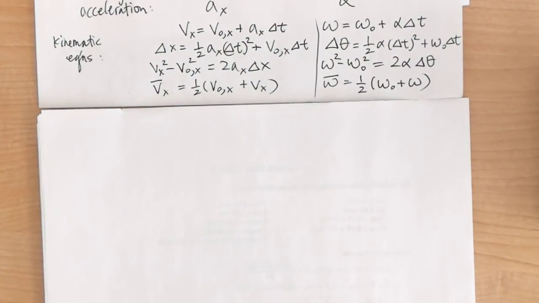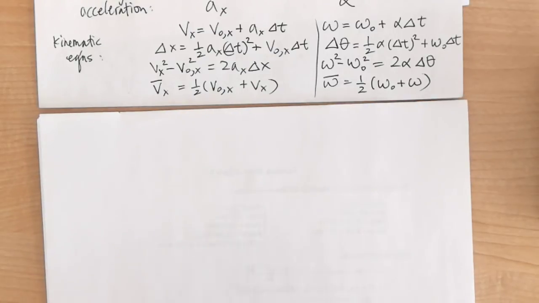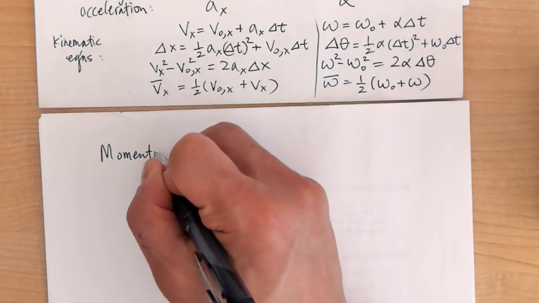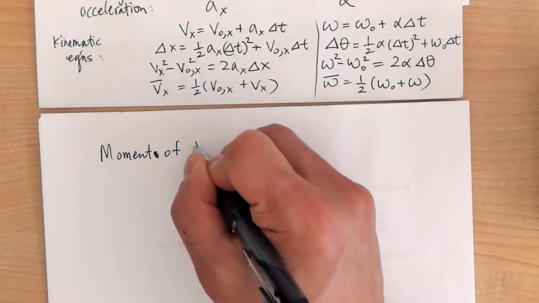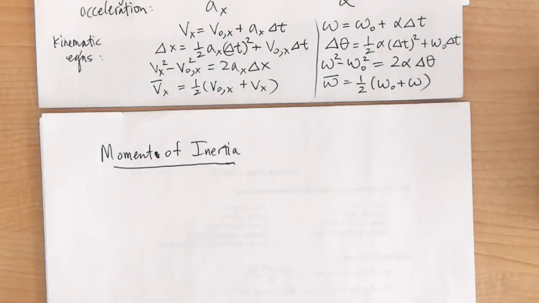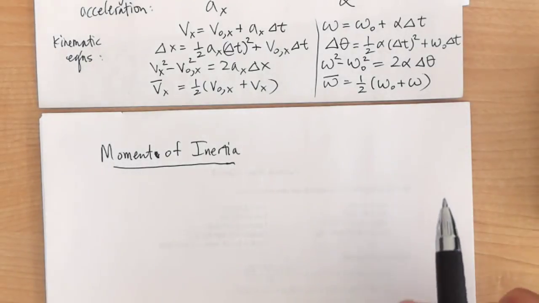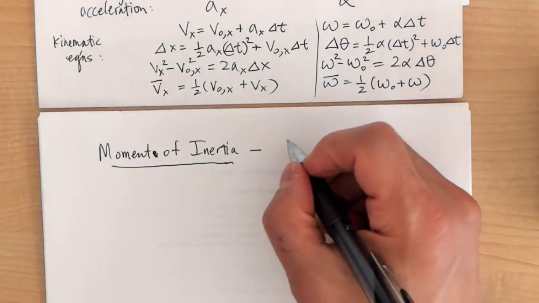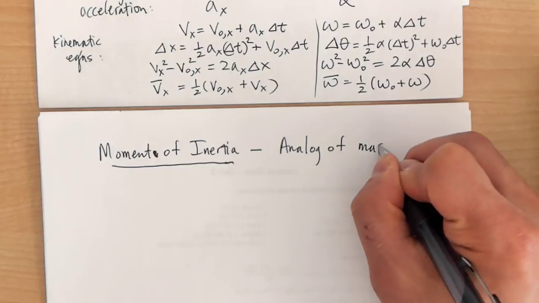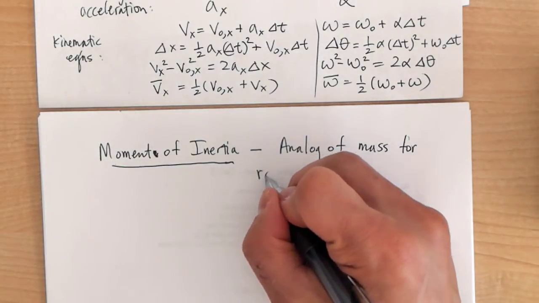Now what we're going to do is make another connection, another angular correspondence, and it's called moment of inertia. So the moment of inertia is all about how easy or difficult it is to rotate, to start something rotating. This is what I call the analog of mass for rotations.